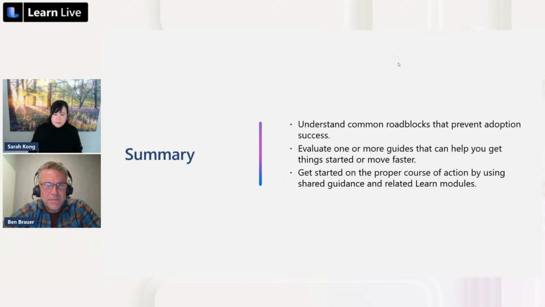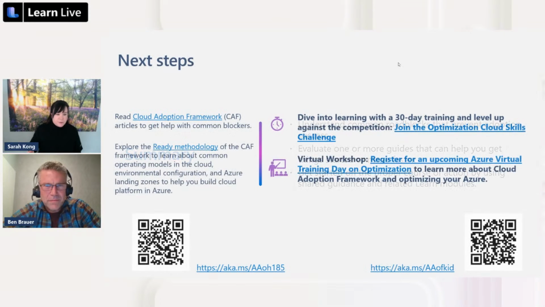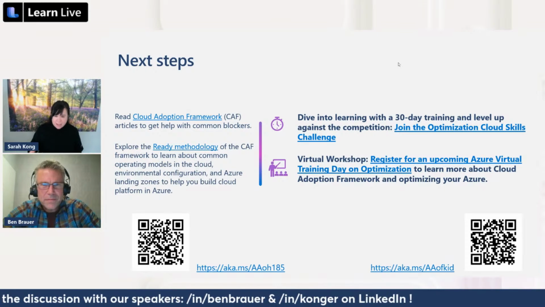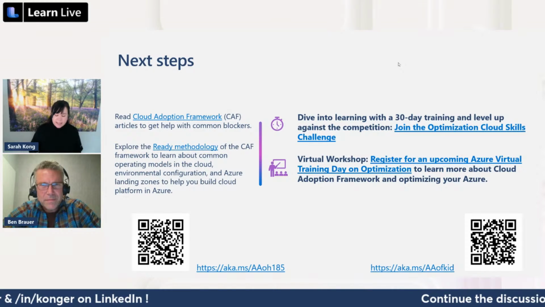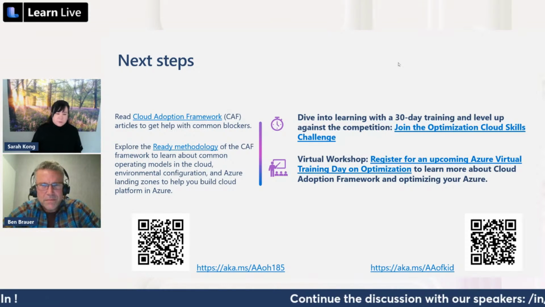So in summary, we talked about common roadblocks that prevent adoption success, and that's cost optimization, getting your finance director on board, and then we talked about evaluating one or more guides that can help you get things started or move faster, and then get started on a proper course. So the next steps for all of you is read the cloud adoption framework, right? Go through the modules, go through all of that information. There's also a cloud skills challenge that you can try out. And then there's also register for Azure virtual training days on optimization, which I did.